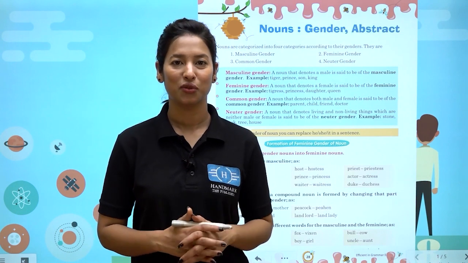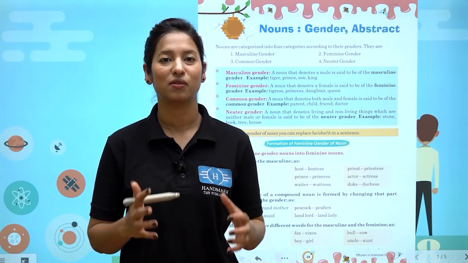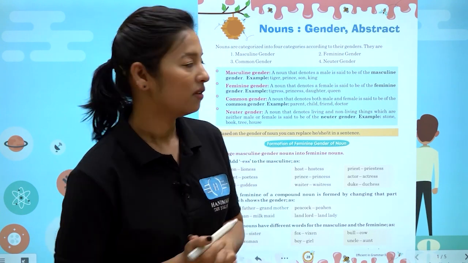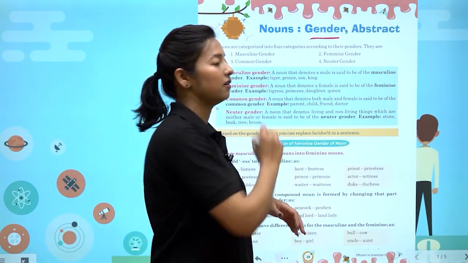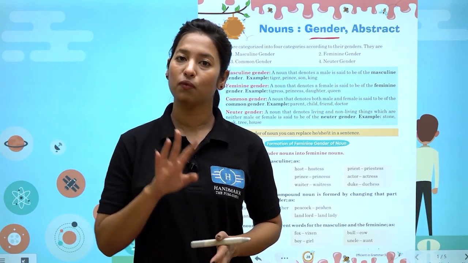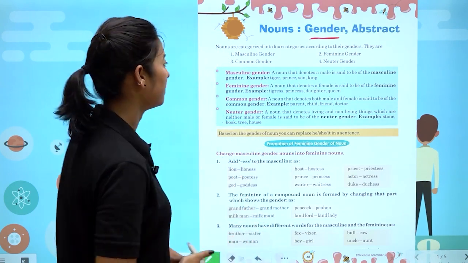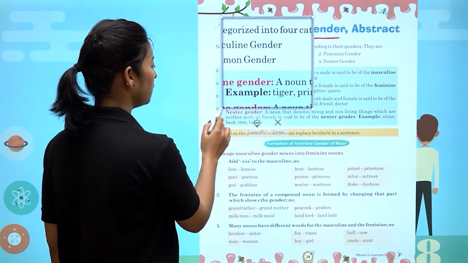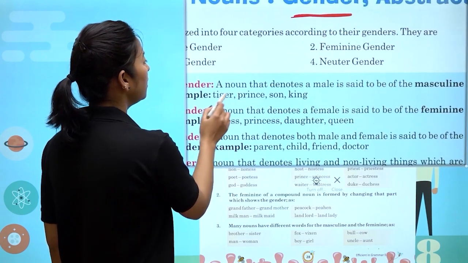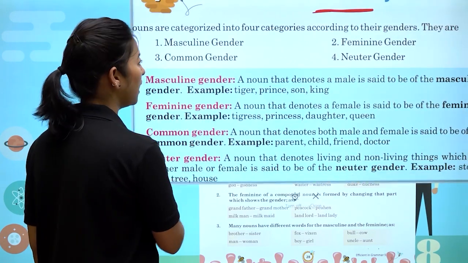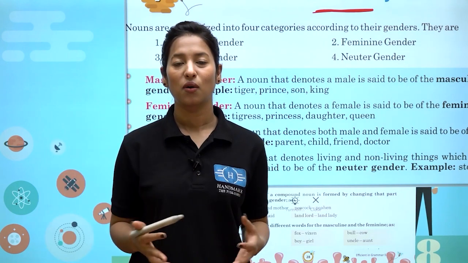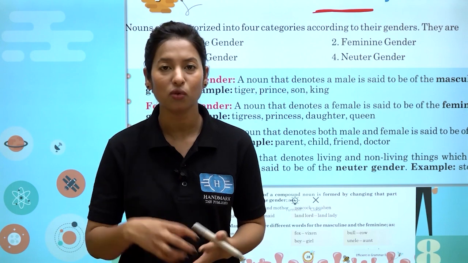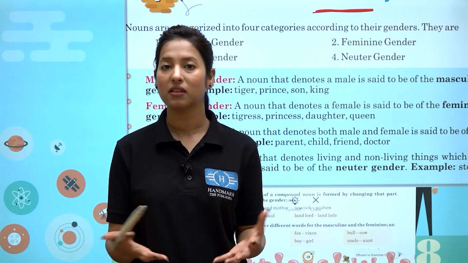Hello children. Today we are back with another interesting and very important chapter, which is genders. On the basis of genders, nouns are categorized into 4 parts. These 4 parts are masculine gender, feminine gender, common gender, and neuter gender. Now, why do we need to study genders? Because genders help us to recognize something or someone's category.